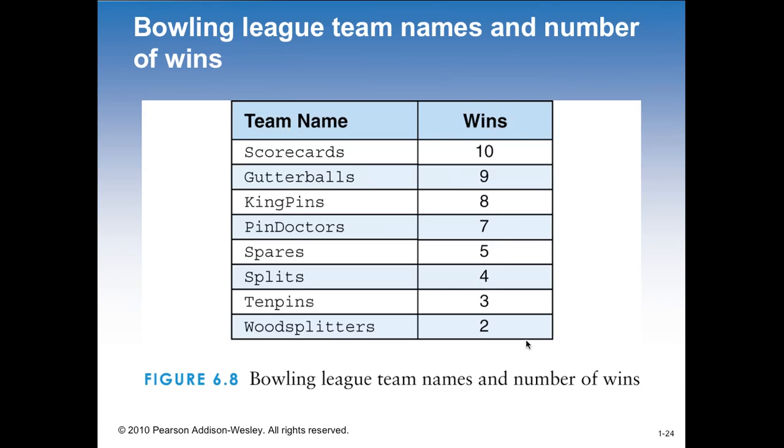Here's the bowling league team and the number of wins. So we've got scorecards, gutter balls, kingpins, pin doctors. These are bowling league team names and the number of wins. So the scorecards have the highest. Wood splitters have the bottom ones. So these two guys will be playing first in our list. So we keep track of the list of the players on the team. We can actually keep track of the teams in this particular case, along with their number of wins.